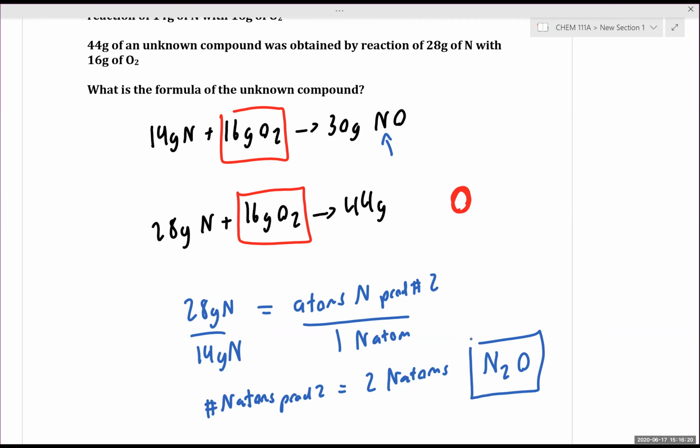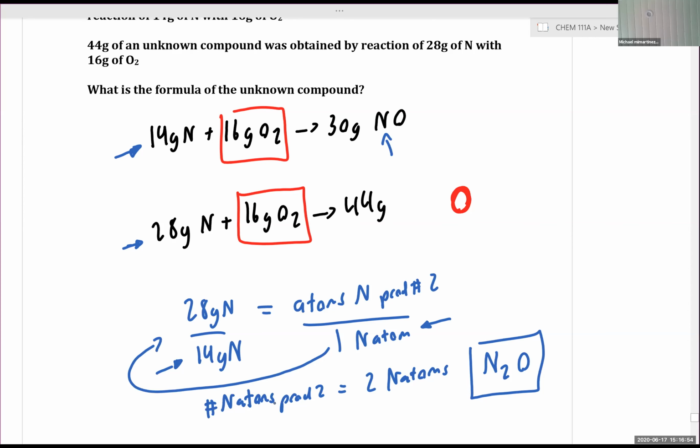Sorry, could you explain again how you got the 2 N for the product of the second one? So the ratio of masses of nitrogen that reacts is equal to the ratio of atoms in our product. So we have 28 grams of nitrogen that react to generate our unknown, and in our known nitrogen monoxide, it takes 14 grams of nitrogen to give us 1 nitrogen atom in the product. So now that we have this equation set up, all we have to do is move this term to the right, and we end up with 28 over 14, which simplifies to 2 nitrogen atoms.